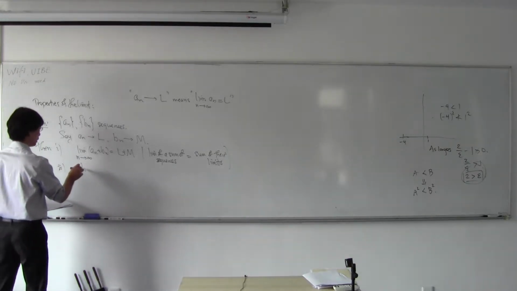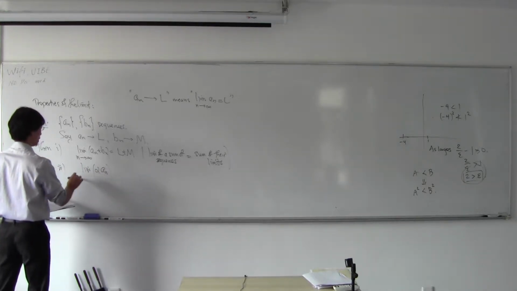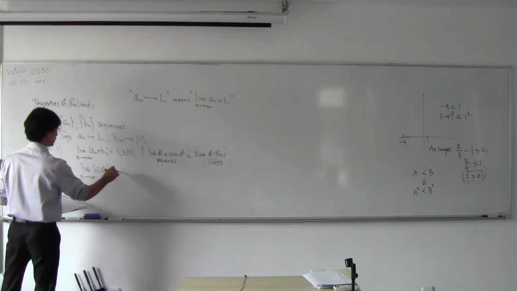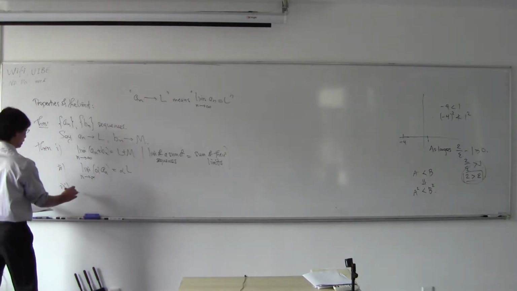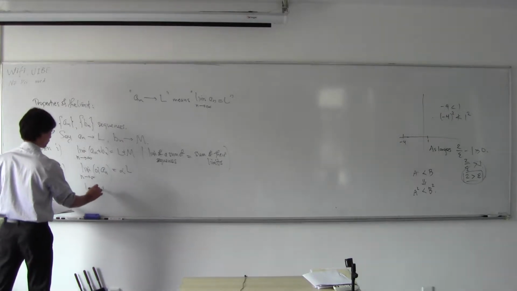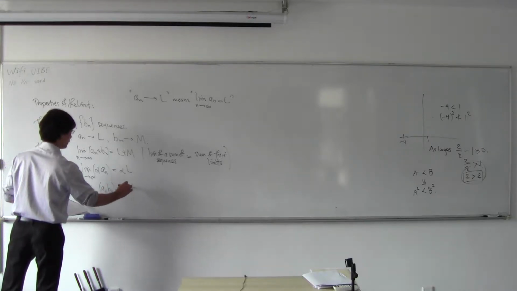Number two, the limit of alpha times a sub n as n goes to infinity is just going to be alpha L. And the limit of a product, a sub n, b sub n, as n goes to infinity, is going to be the product of the limits.